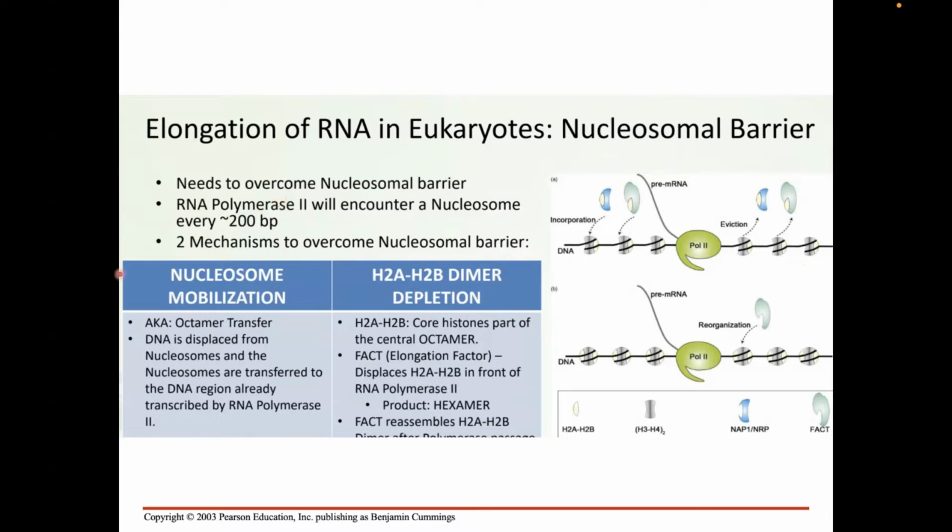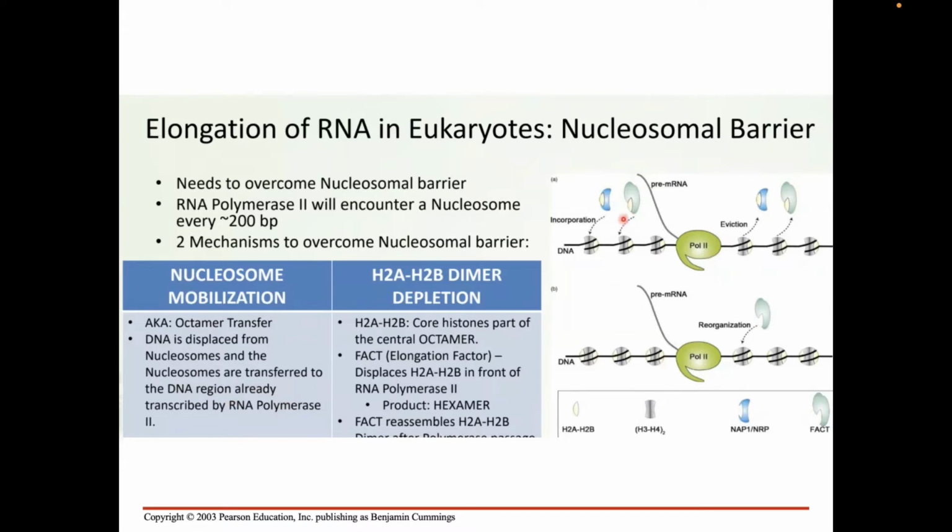Meron tayong tinatawag na nucleosome mobilization, also known as the octamer transfer. And then the DNA is displaced from nucleosomes, and the nucleosomes are transferred to the DNA region already transcribed by your RNA polymerase 2, as can be seen in the illustration on your right side.